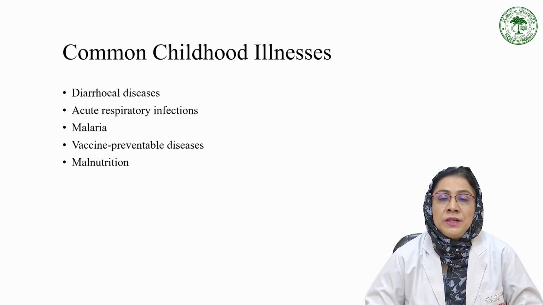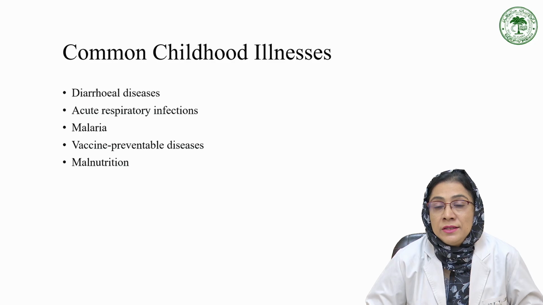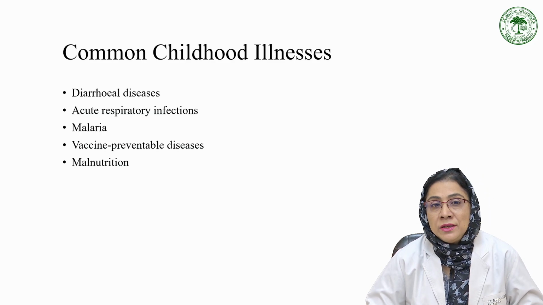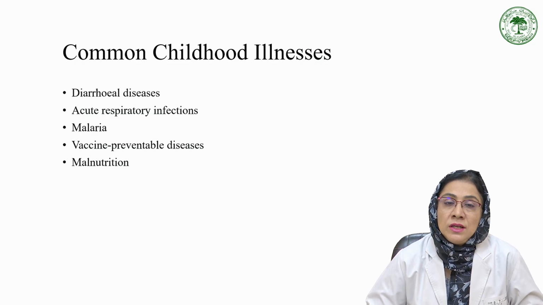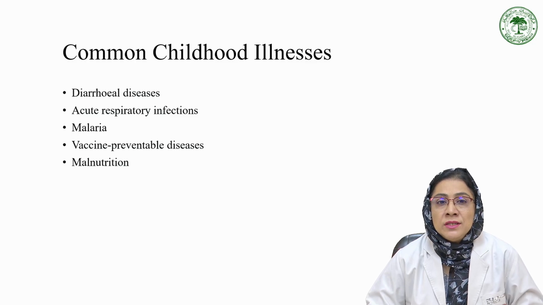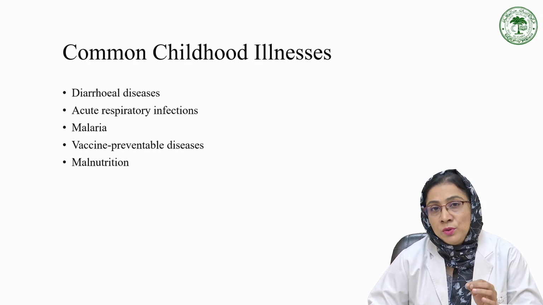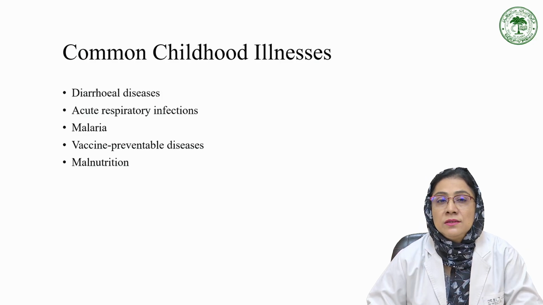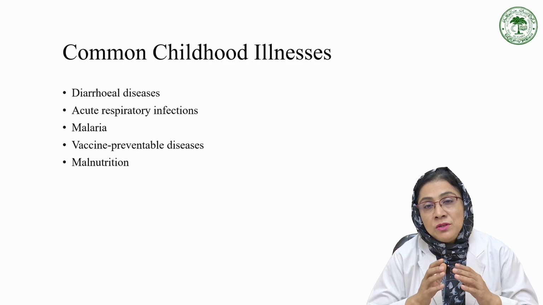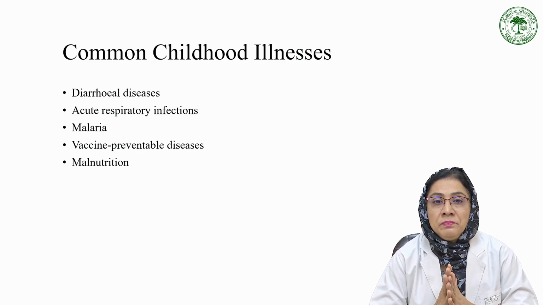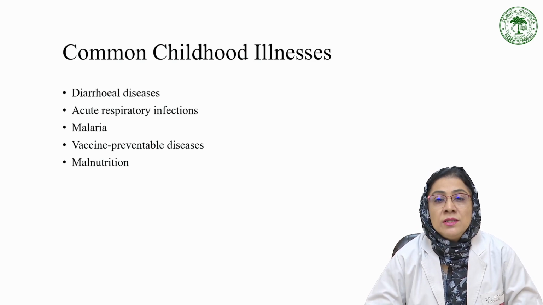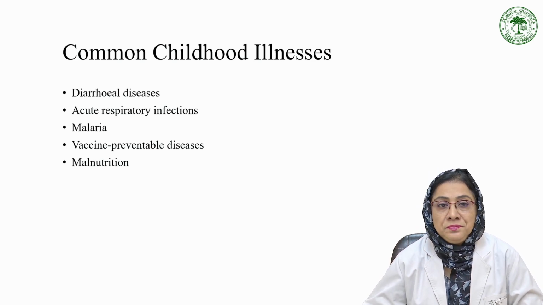The most prevalent childhood illnesses include diarrheal diseases, respiratory infections such as pneumonia, malaria in endemic regions, and a range of vaccine preventable conditions like measles and pertussis. Malnutrition, while often considered a separate issue, both contributes to and results from recurrent illnesses. These conditions are responsible for a proportion of under 5 mortality worldwide. Addressing them requires preventive, curative, and rehabilitative measures supported by strong health systems.